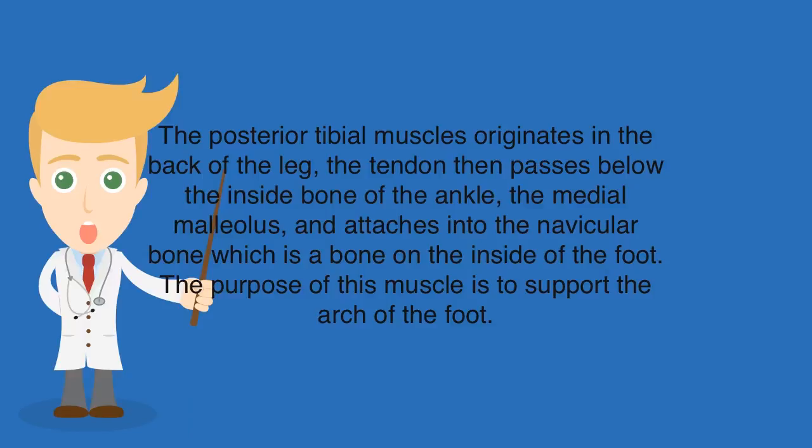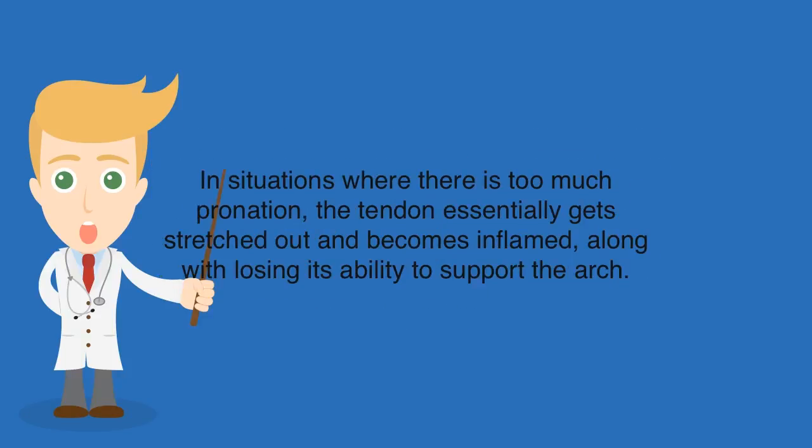The posterior tibial muscle originates in the back of the leg. The tendon then passes below the inside bone of the ankle, the medial malleolus, and attaches into the navicular bone, which is a bone on the inside of the foot. The purpose of this muscle is to support the arch of the foot. In situations where there is too much pronation, the tendon essentially gets stretched out and becomes inflamed, along with losing its ability to support the arch.